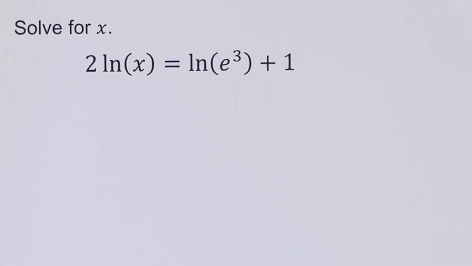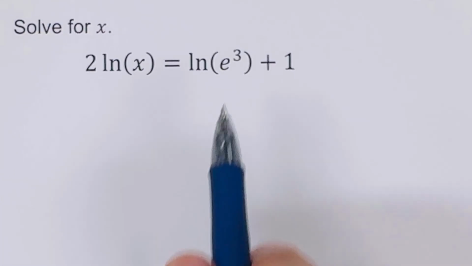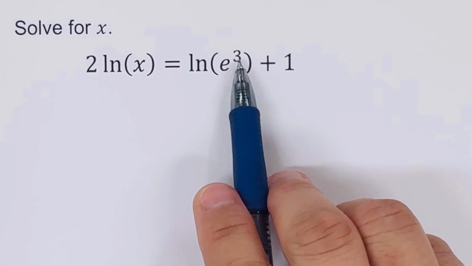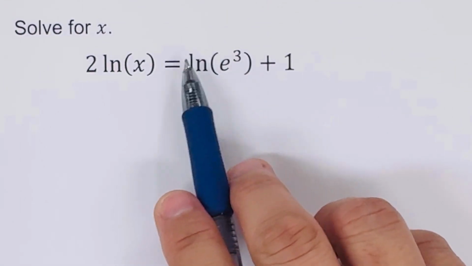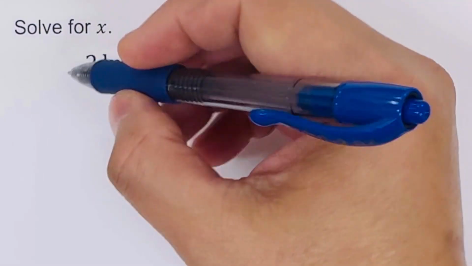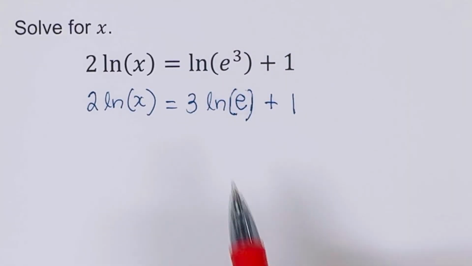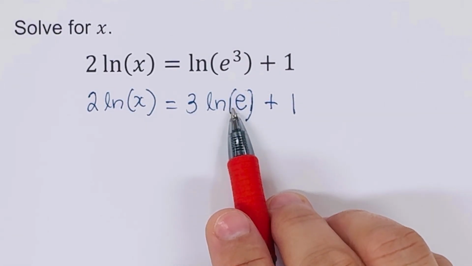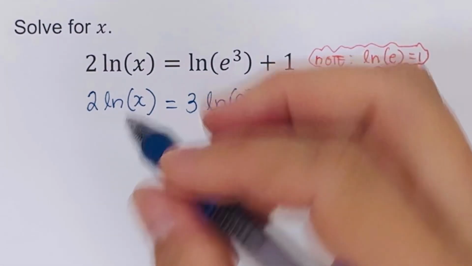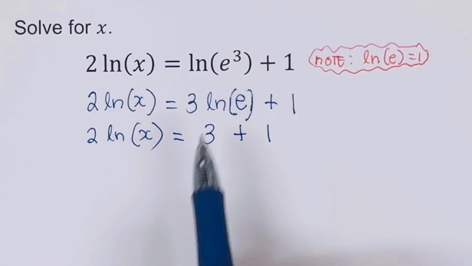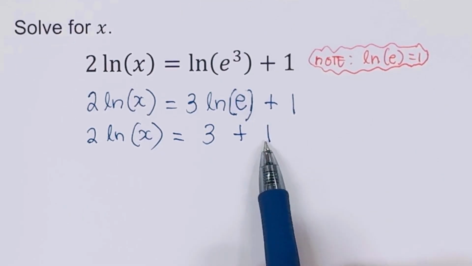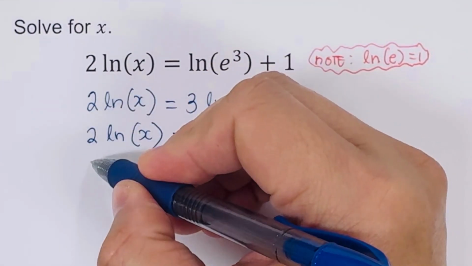Looking at this example that we have right here, we always remember that if we get an exponent, we are going to use the power property of logarithm. This exponent 3 will become the coefficient of the ln. We put it in front of the ln. So this equation would come out. Now please remember that ln of e is equal to 1. So this equation would come out. Since ln e is 1, so 1 times 3 is 3, and we get a plus 1 right here. So this equation would come out.